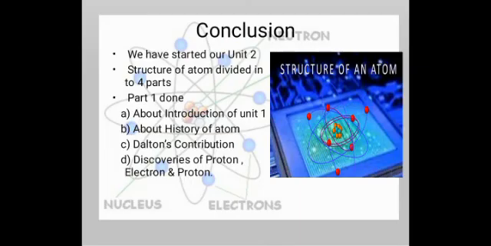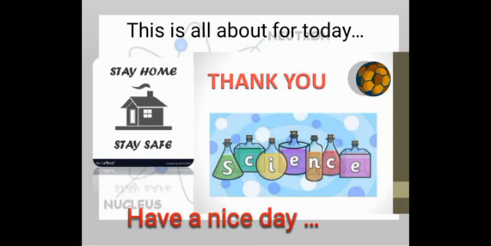So in conclusion, we have started our unit 2 today. Structure of Atom is divided into 4 parts. Part 1 is done, in which we did the introduction of the unit, the history of the atom, Dalton's contribution, and the discoveries of the electron, proton and neutron. So this is all for today.